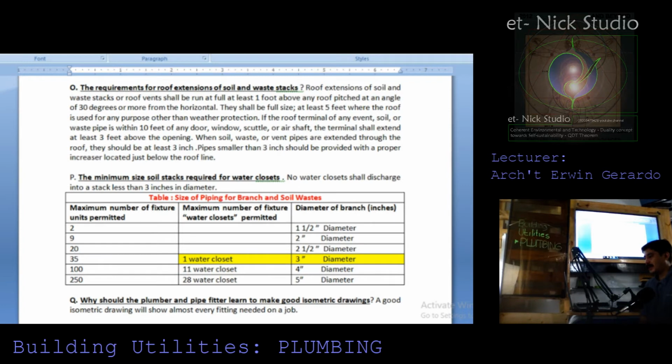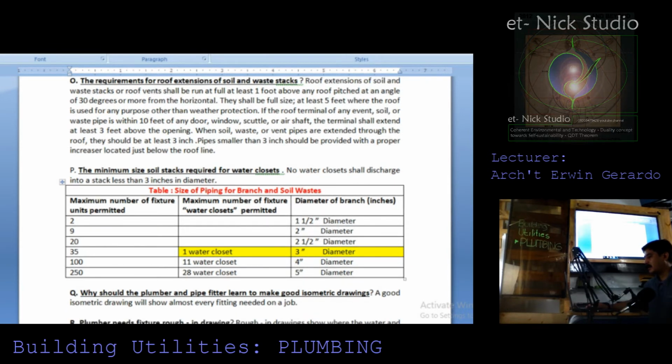So the table as shown here is the size of piping for branch and soil waste. Here I have highlighted that for the maximum number of fixture units permitted, 35 fixture units, meaning the diameter of the pipe is 3-inch, as discussed here as the minimum requirement for one water closet only.